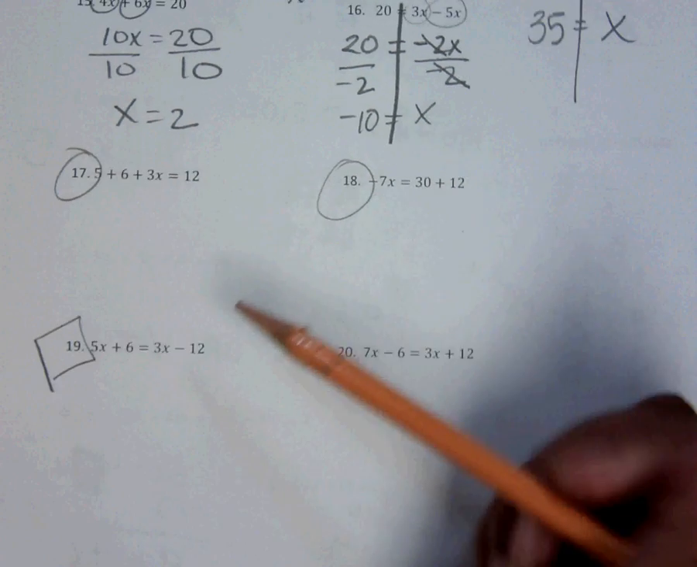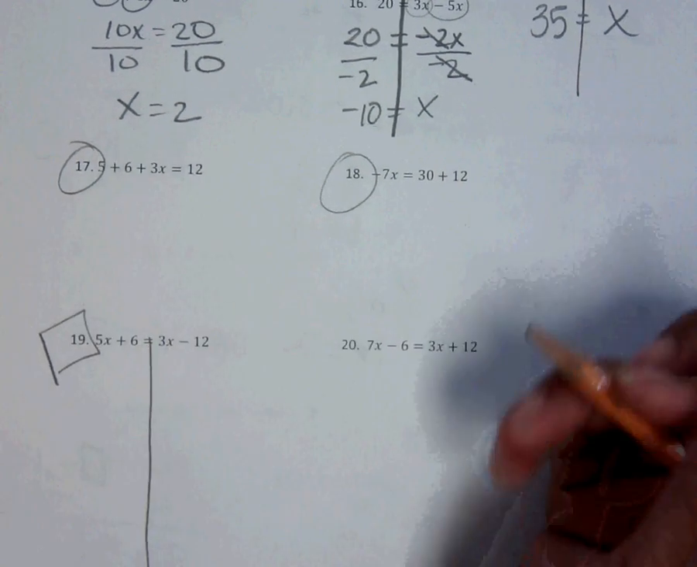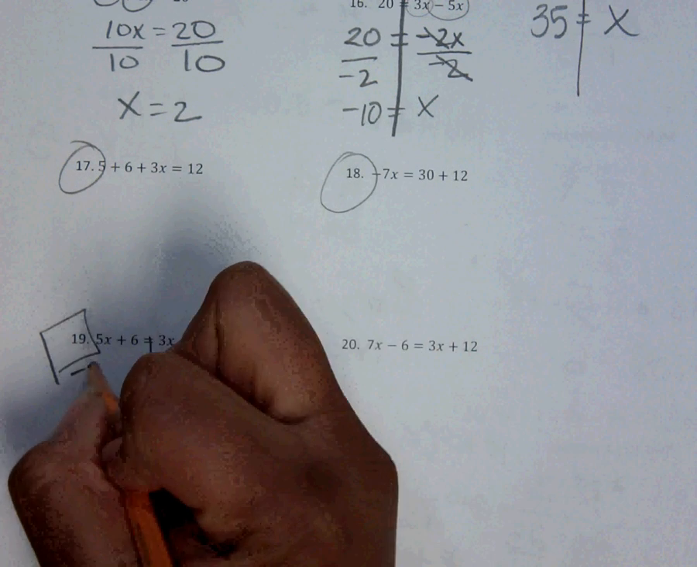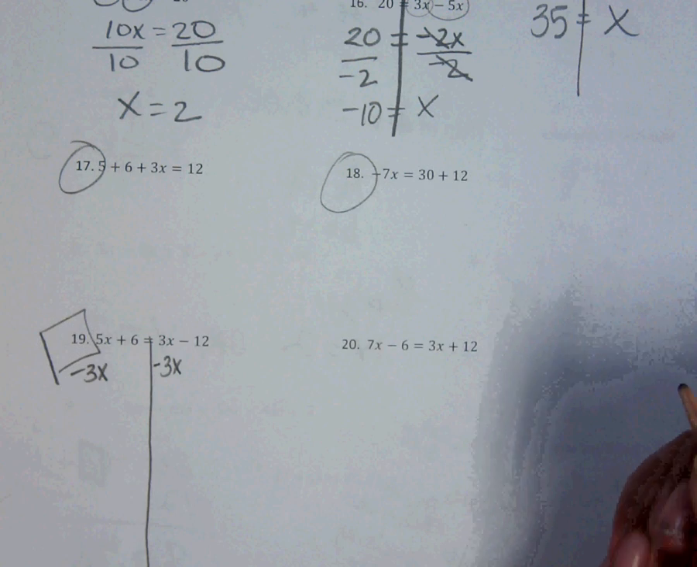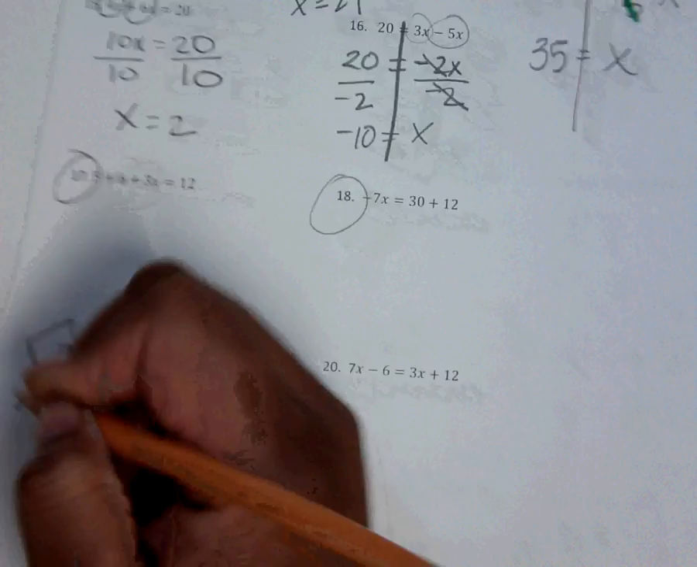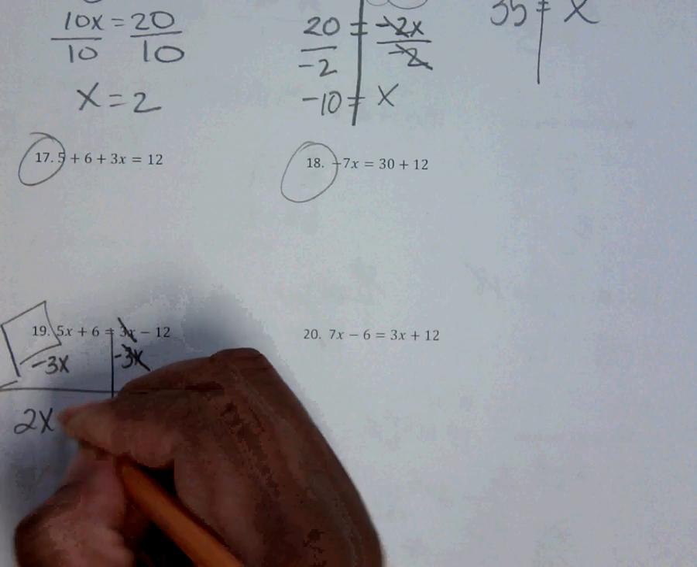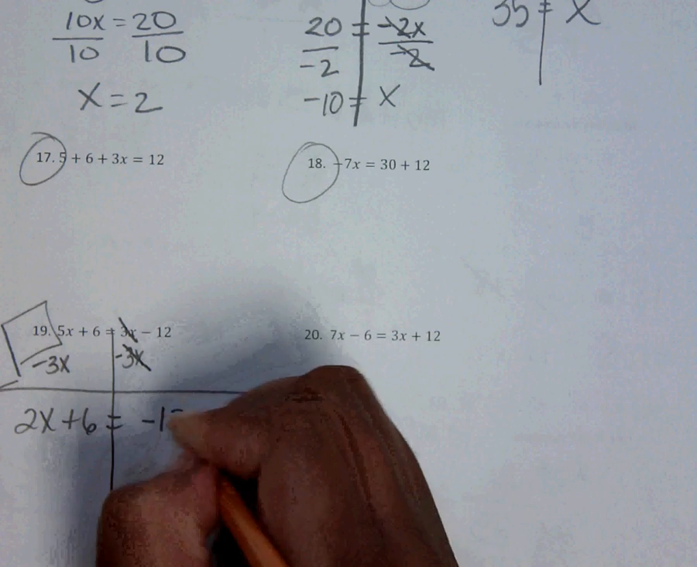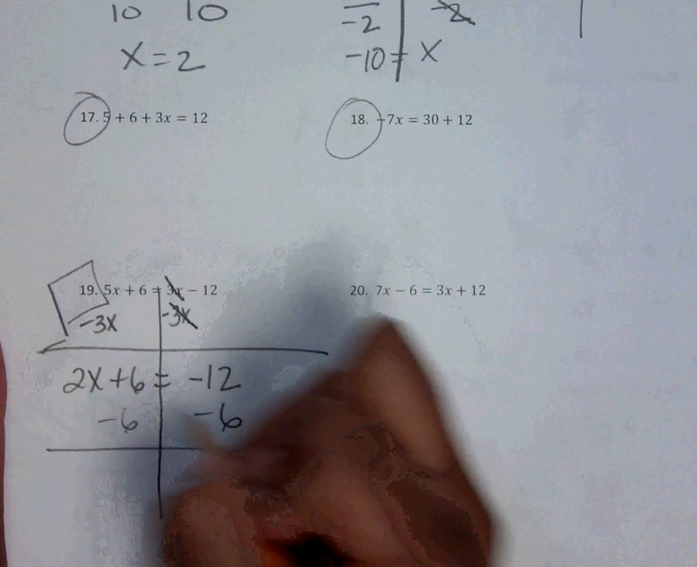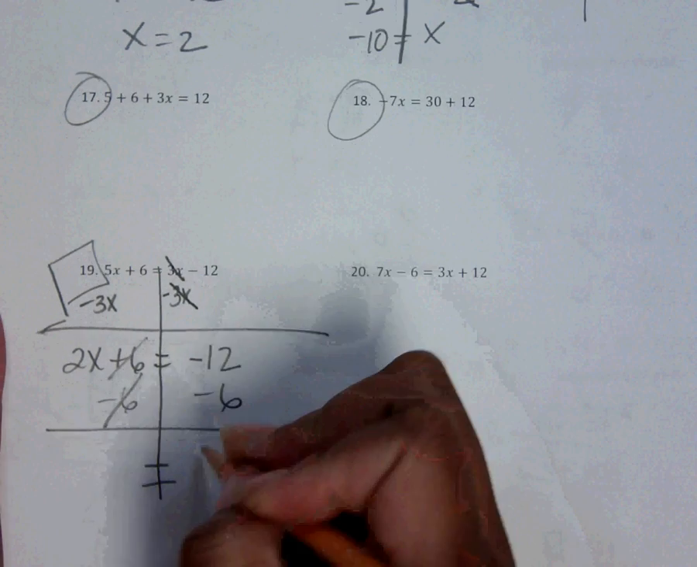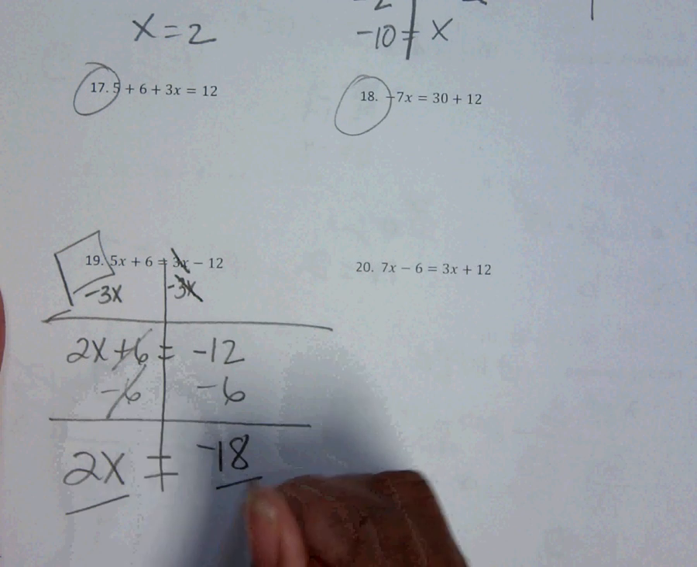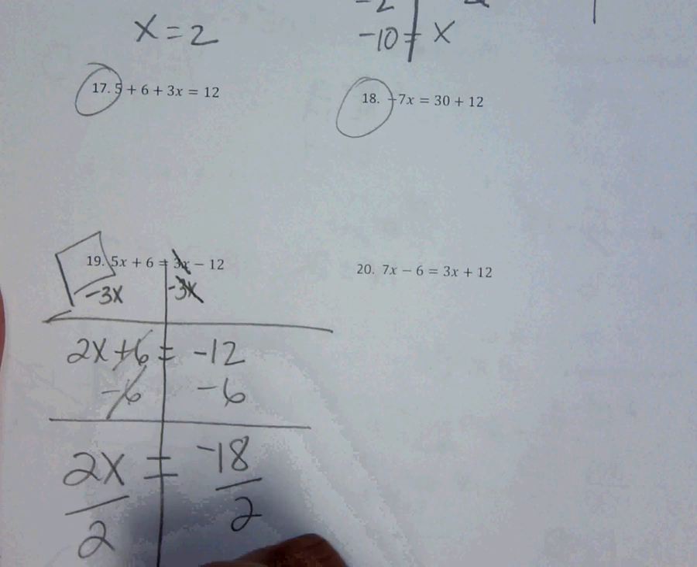So when you have a letter on each side, you have to first get the letter together. So I'm going to do this. I'm going to move minus 3x. Okay? Doesn't matter which one you move. Some people say move the smaller one. It doesn't matter. So that's 2x plus 6 equals negative 12. Now we do minus 6. That's negative 18. Then we divide by 2. So x is negative 9.